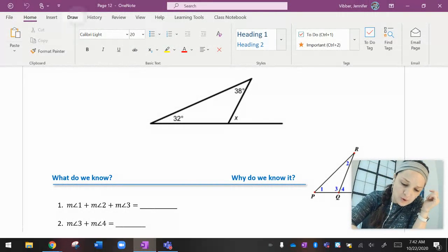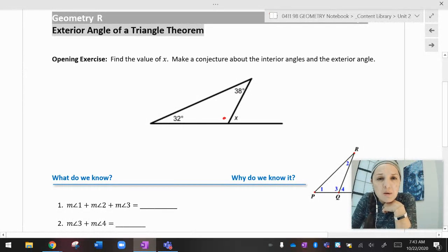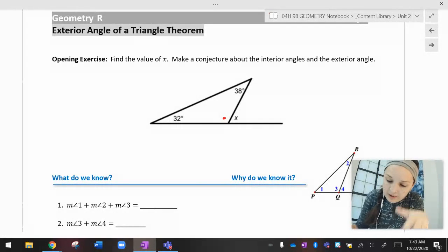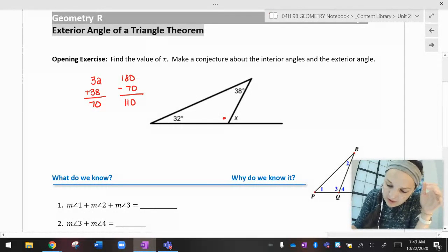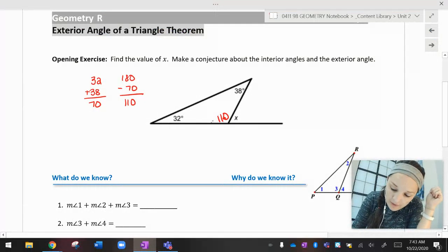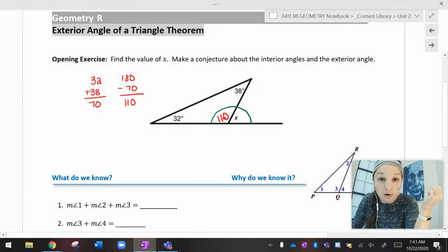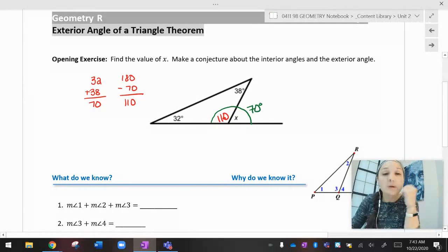So if we look at this opening exercise right here, it says find the value of x. Well, I have 32 and 38 inside the triangle, and I have this x outside the triangle. I don't know what the x is, but I think I can figure this thing out. Because if the three angles inside a triangle add up to 180, also known as the triangle angle sum theorem, I can say 32 plus 38 is 70, and 180 minus 70 is 110. So this angle right here is 110, and then the 110 and the x form a line, so those are a linear pair. Linear pairs are supplementary, so 110 plus x has to be 180, meaning x has to be 70.